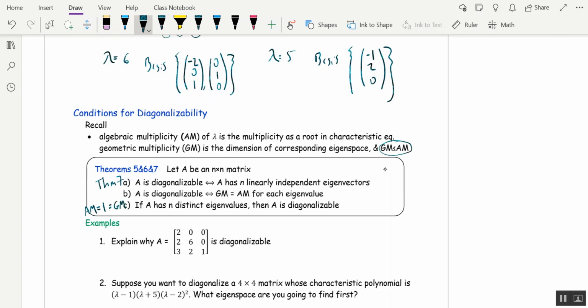The GM can't be 0. The smallest the GM can be is 1. And if the AM is 1 and the GM has to be less than or equal to the AM, then in this case, each of them is 1.